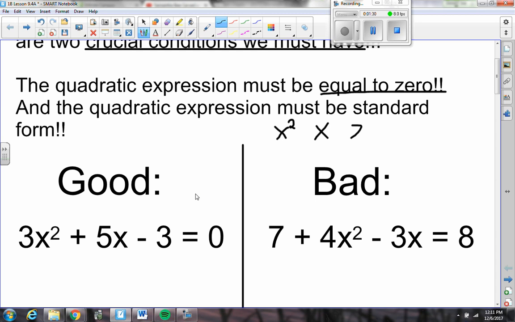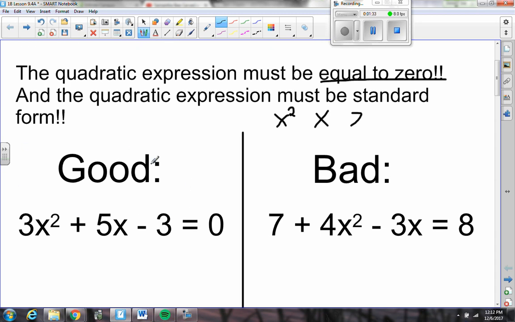So just as a quick example, this would be an example that's good. This is one that would work. 3x squared plus 5x minus 3 equals 0 because it's x squared, then x, then a number, and it's equal to 0. This one over here is bad for two reasons. One, it's equal to 8, which is not allowed. And two, it has x squared here in the middle instead of having it first, and so these things are out of order. So make sure that when you solve a quadratic equation by factoring, you have it in standard form, x squared, then x, then the number, and it must equal 0 like this one is, okay?